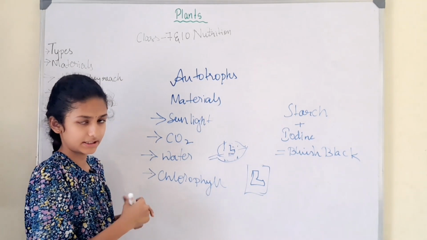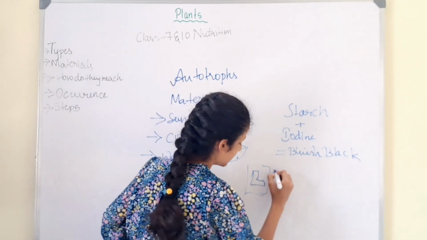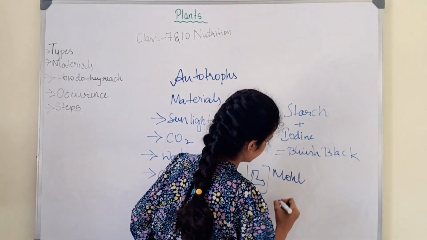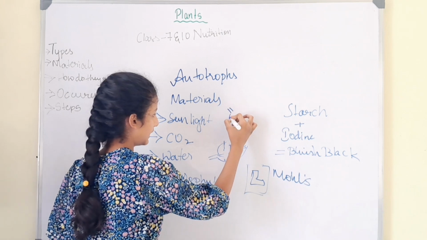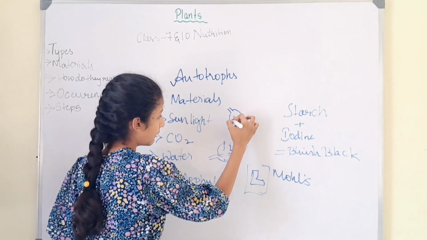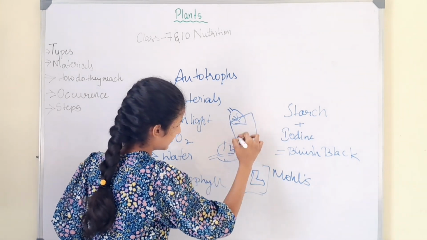Now carbon dioxide. This is one more experiment: Moll's half-leaf experiment. So what is this experiment? A leaf is there from a potted plant. Keep it like that only, but cover it using one flask. You're covering half of it with the flask.